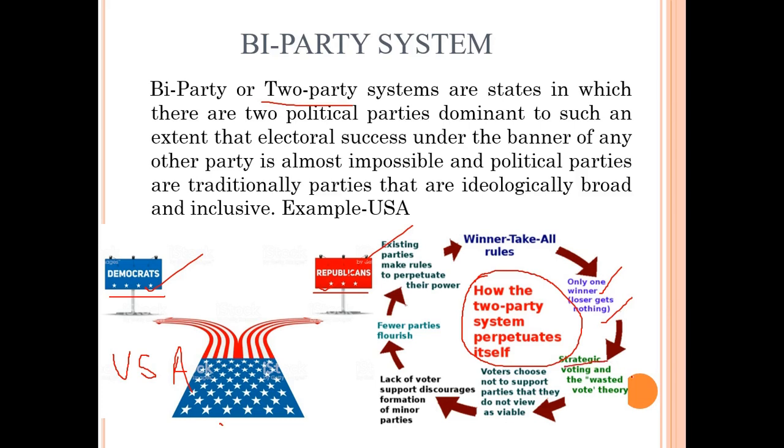Then there will be strategic voting and the wasted vote theory. Voters choose not to support parties that they do not view as viable. Lack of voter support discourages the formation of minor parties. So only in such conditions do fewer parties flourish and survive. Mainly two most powerful parties have been seen in the USA and UK. Like the USA, which has Democrats and Republicans, in the UK we have the Conservative Party and the Labour Party.